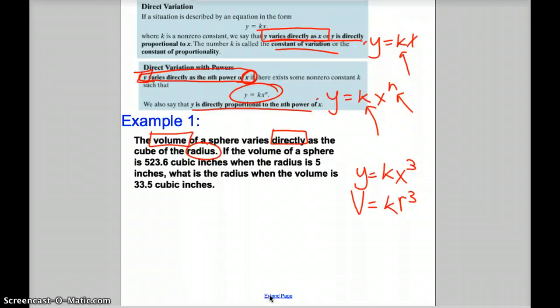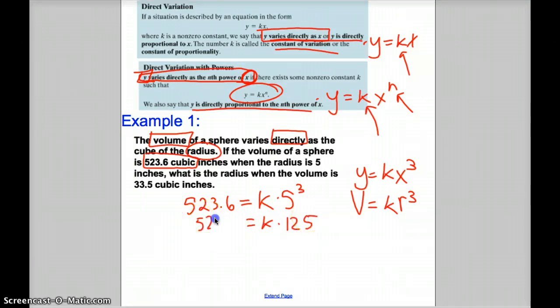The way I'm going to find k is by plugging in the numbers I know. I know the volume is 523.6, so I'm plugging in 523.6 for volume. I don't know k, but I know the radius is 5, so 5 to the third. Now I can solve for k. Using the one point they give me, I can figure out what the variation is. 5 to the third is 125, so I'll divide both sides by 125. My answer for k is 523.6 divided by 125. I'm not going to round this because I want to find exact values as best as possible, so I'm going to leave it as this weird fraction.